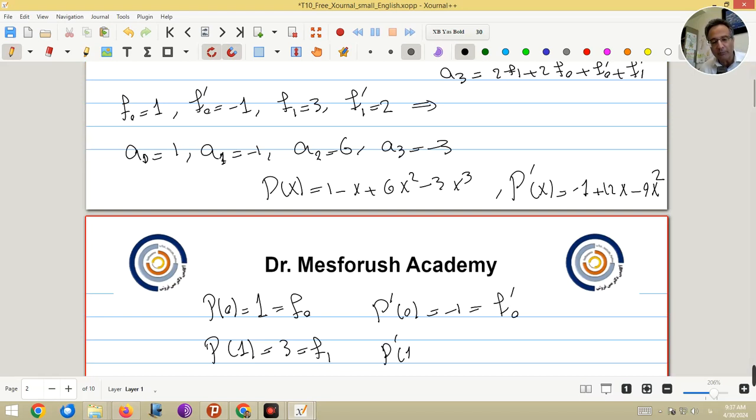And finally compute p prime 1. It will be 12 minus 9 minus 1, which is 2. And this is exactly f prime 1. So all constraints are satisfied, and I have found the Hermite polynomial easily. This is the start of the Hermite polynomial, and I will continue in the next lecture with some theorems on existence and uniqueness of the Hermite polynomial.